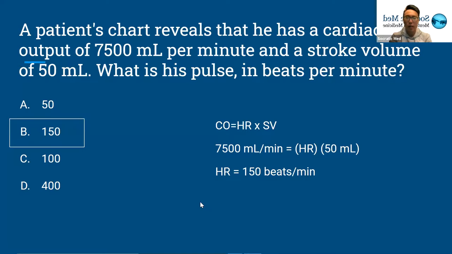Cardiac output equals heart rate times stroke volume. So if you plug in the values for the cardiac output and the stroke volume, you just have to divide the cardiac output by the stroke volume. So 7,500 milliliters per minute divided by 50 milliliters, and you get a heart rate of 150 beats per minute, which is pretty high. Any questions on this? This is a pretty easy equation to remember, easy points on the test if you get this question.